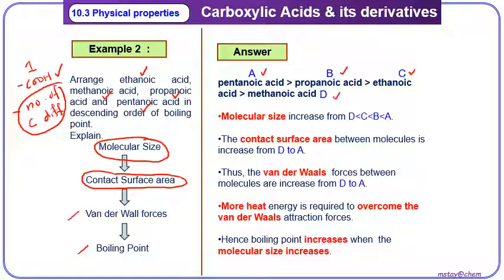If you don't want to repeat the name of the carboxylic acid in every sentence, you can label them like this. So first again, we relate with the molecular size, contact surface area, strength of van der Waals force, and then relate with the boiling point. So basically in each statement here, we involve all the carboxylic acids.